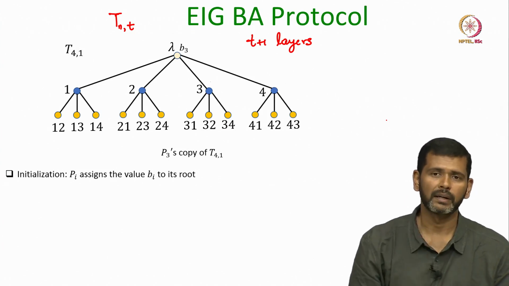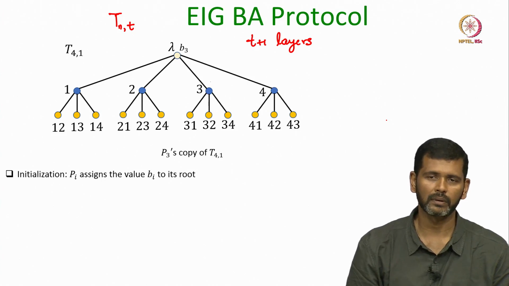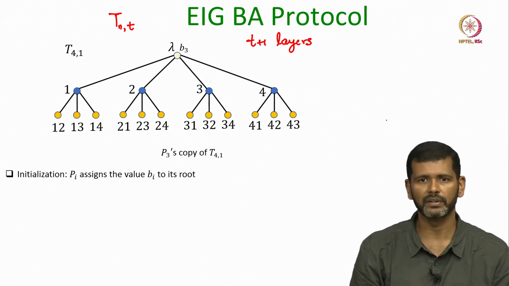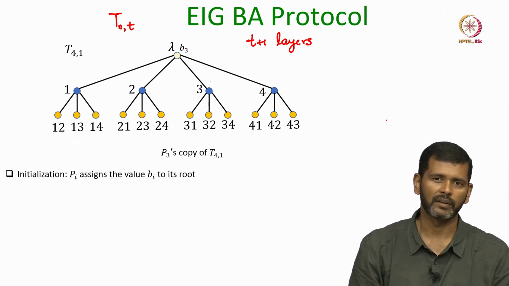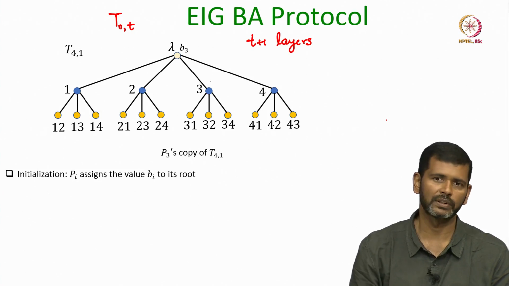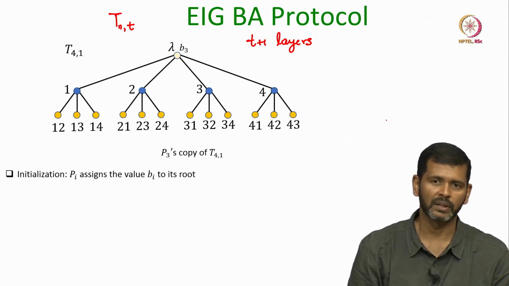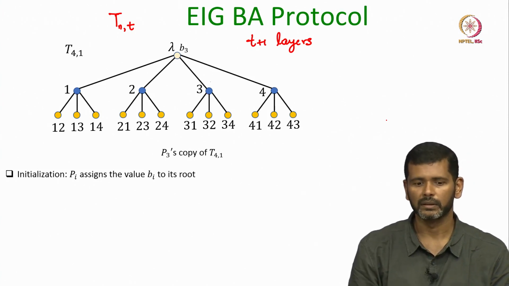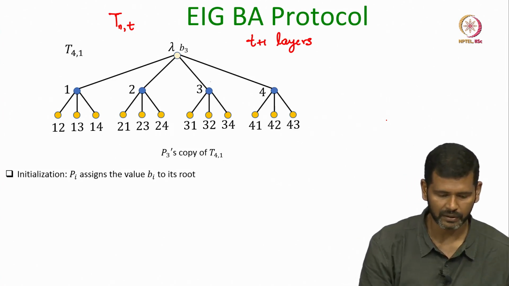Each party maintains a local copy of its EIG tree, and in the protocol the parties exchange messages for T plus 1 communication rounds and assign values to their respective copies of the EIG tree. Based on the values which they have assigned, they recompute the values, assign new values, and based on the new values which are computed, the overall decision is taken. Right. So, the initialization is as follows.